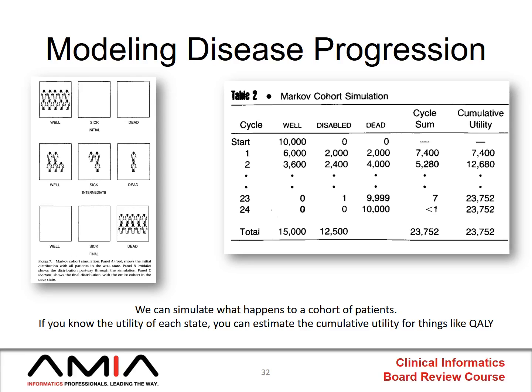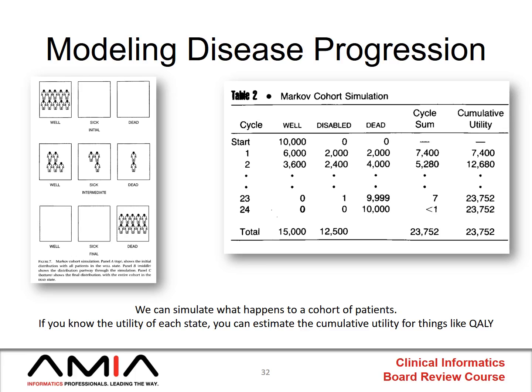So, for example, let's imagine you had 10,000 patients who started out well, and you put them through this Markov chain. What you would expect after one cycle is that 6,000 continue to be well, 2,000 are disabled, 2,000 are now dead. For a cumulative utility, and I don't have the actual values that they use to calculate the utility here, but in this example, the cumulative utility was 7,400. And then you do the chain again, multiply that matrix by the vector, and you get 3,600, 2,400, and 4,000, and so on and so on, until, in this example, it takes 24 cycles to pass all of those 10,000 initial patients to the final state of death.